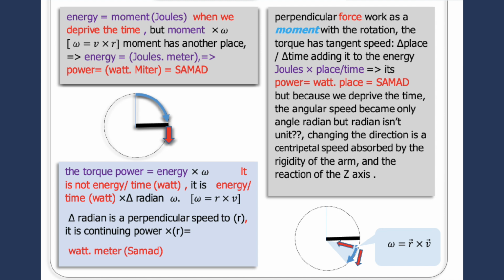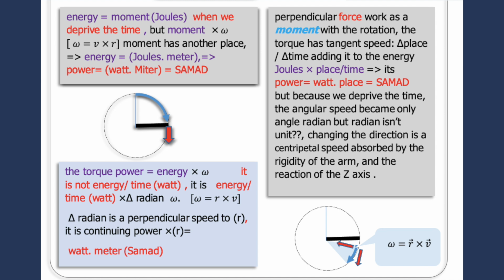So in this way, a perpendicular force works as a moment with the rotation. The torque has tangent speed, delta place on time, adding it to the energy. Joules multiplied by place on time, its power equals watt multiplied by place, by meter. It is summand. But because we deprive the time, the angular speed became only angle, radian, but radian is not a unit as we supposed till now.